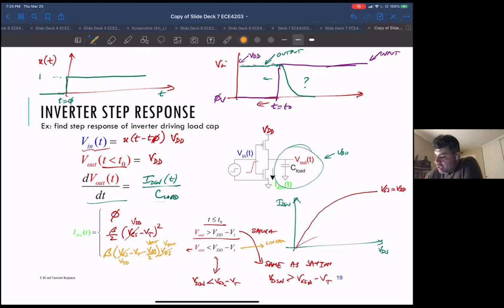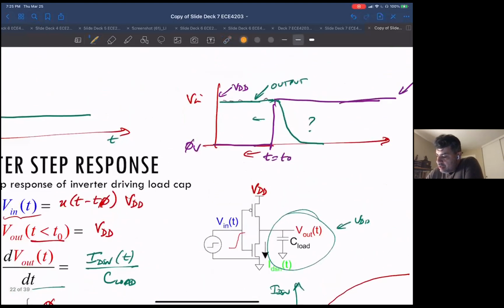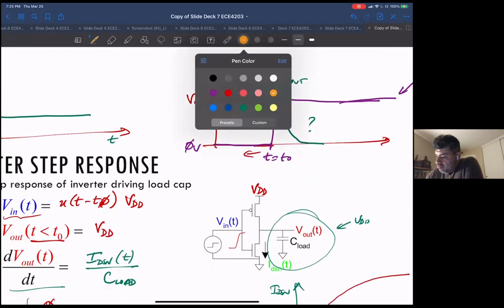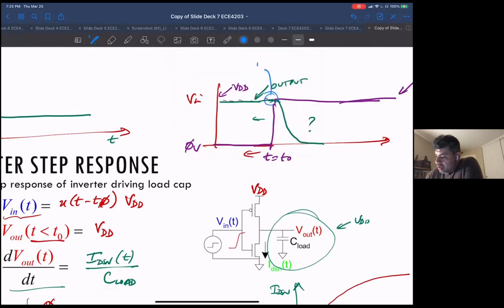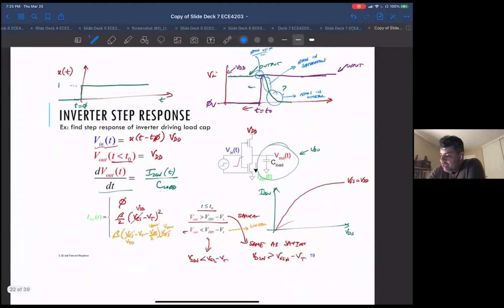So basically, the upshot is I go from off, this is an NMOS, to on. Let me just write it here. Here, NMOS off. Here, roughly, we don't know exactly where, NMOS is in saturation. And here we have NMOS in linear. Okay. Any questions about that?